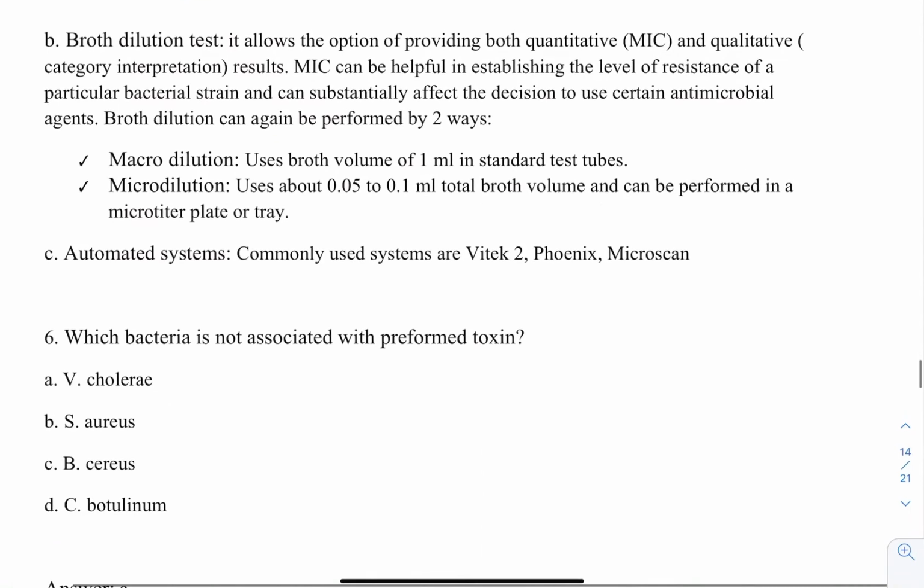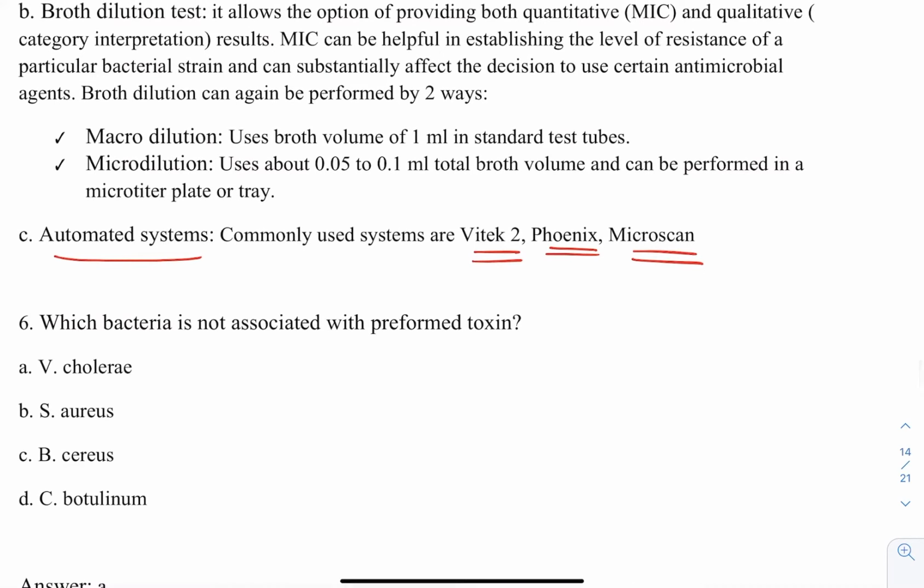There is one more, which is termed automated systems, and these are Vitek 2, Phoenix and MicroScan. These are the newer ones which have come. What you do in them is prepare a solution of the required concentration, 0.5 McFarland standard and all, and put it into the machine, and the machine will calculate the MIC of the various drugs against that particular organism. So that is what is given by these automated systems.